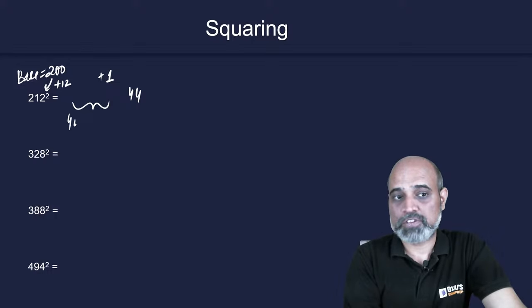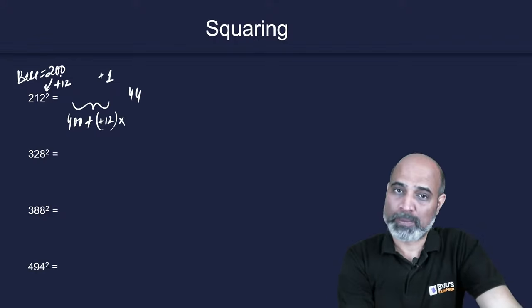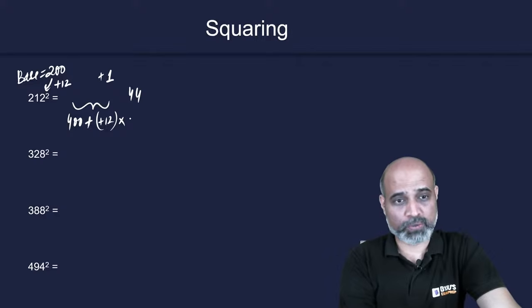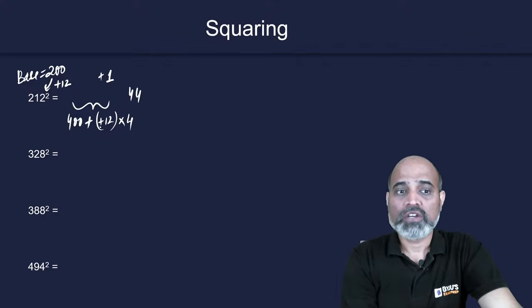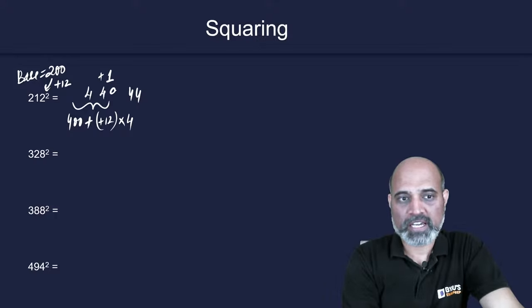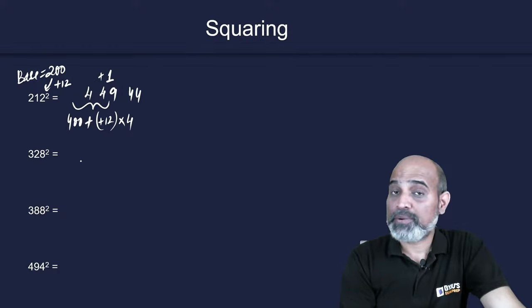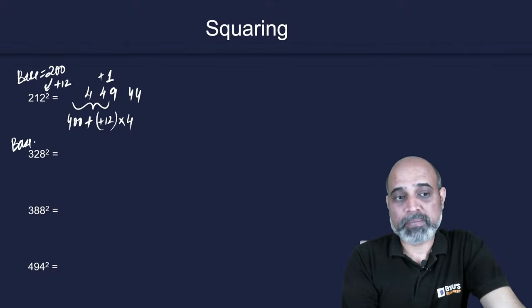20 का square, which is 400, plus this distance, which is 12, into 50 के कितने टेबल में आता है 200? 50 into what is 200? 4. So 400 plus 48 plus 1, which is 449. So 449, 44.